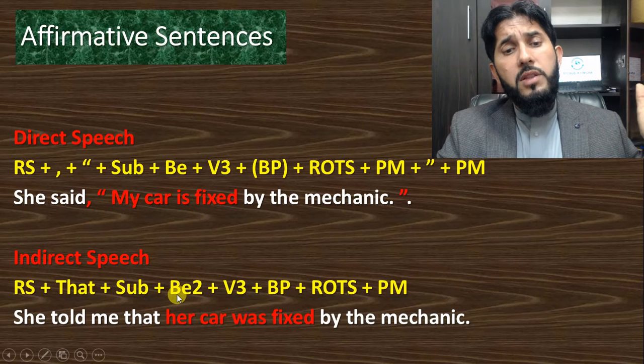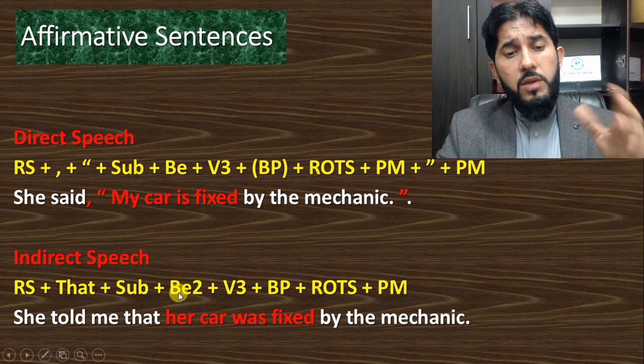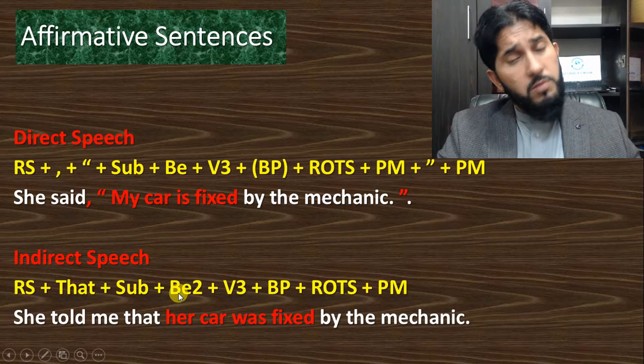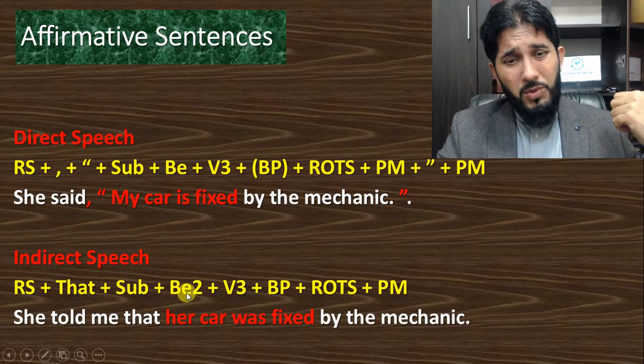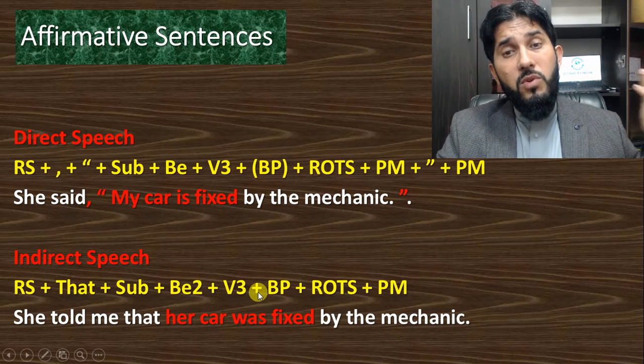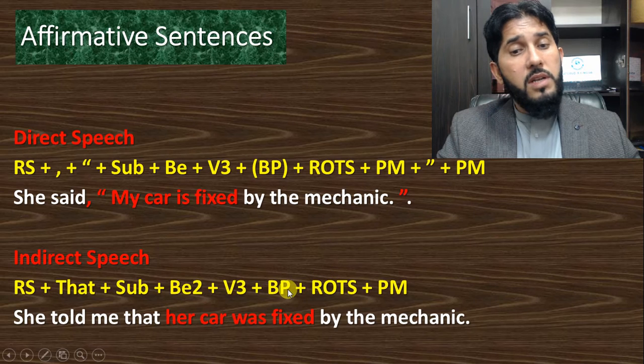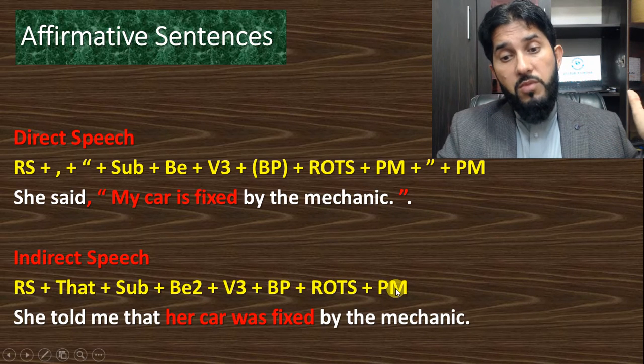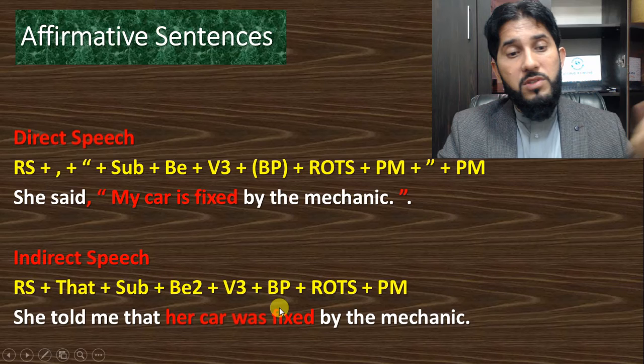Then subject, then main verb in second form, because you change simple present tense to simple past tense. You go one tense back, okay? And then main verb in third form, then by phrase. If there's anything else, rest of the sentence, then punctuation mark at the end of your sentence, okay? Quotation marks are not necessary, okay? And two punctuation marks are not necessary here because now it's just your sentence.